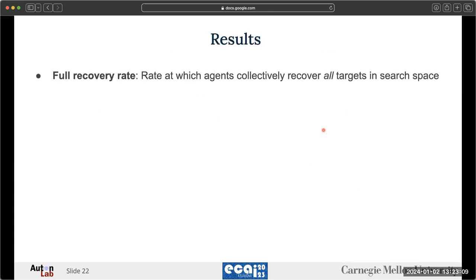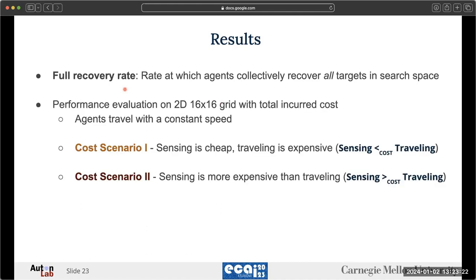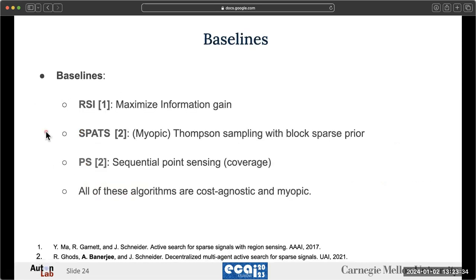Now, I will present some of our simulation results to evaluate this algorithm. We will use full recovery rate as our performance metric, which is the rate at which agents detect all the targets in the search space. We will consider two scenarios. First, when travel cost is higher than sensing cost, and next, when sensing is more expensive than traveling. We compare CAST to an information-greedy algorithm, RSI, a myopic active search algorithm called SPATS, and sequential point sensing, which exhaustively covers the search space.